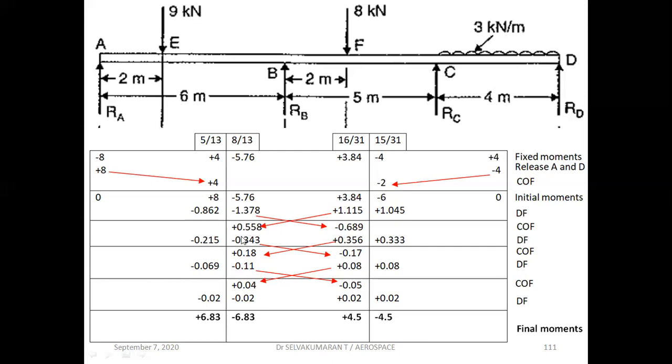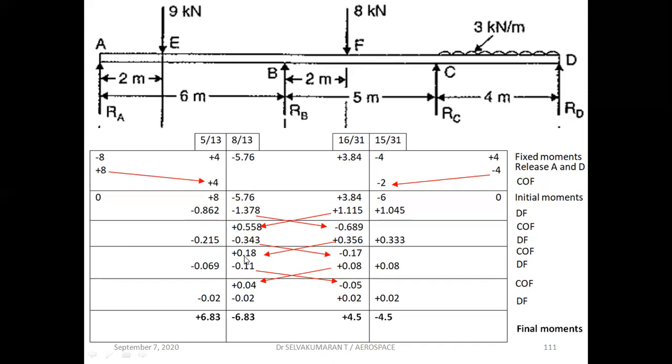So I should consider minus 0.558 multiplied by 5 by 13, and here minus 0.558 multiplied by 8 by 13. Here also I should consider plus 0.689 multiplied by 16 by 31, and here multiply by 15 by 31. This is the distribution you get here. Now the carryover: 0.356 into 1 by 2, minus 0.343 into 1 by 2. You get this as the carryover.